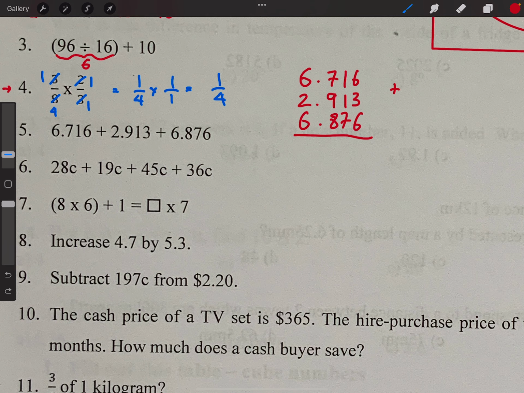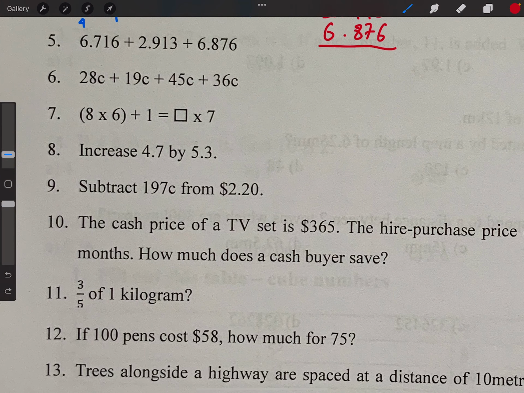I'm not going to do that for you. You can do that on your own. Question 6. These are all cents, so add them all up. They're in the same units. Just add them up and see how many cents you get.